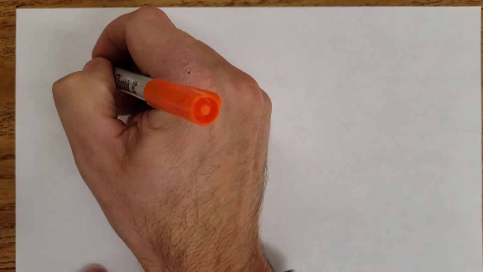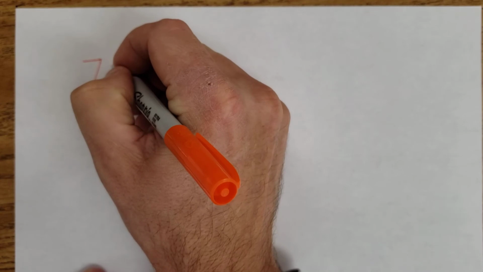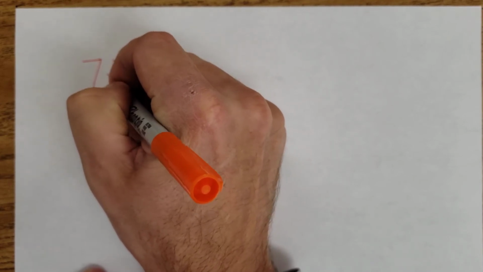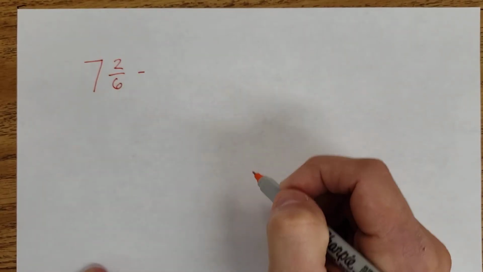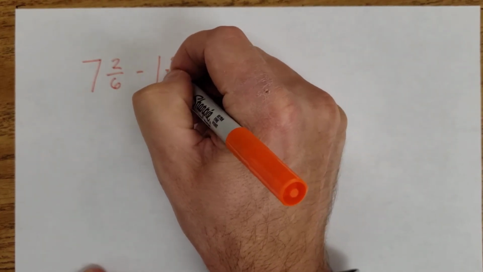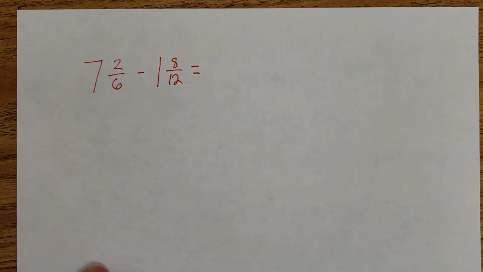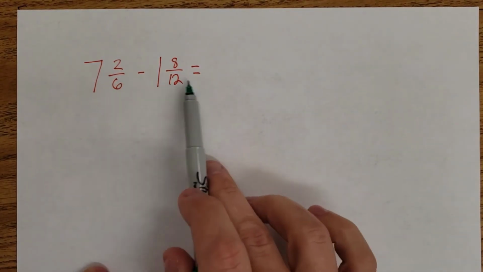Still working on the same skill. We're going to be looking at mixed numbers and having to regroup. So let's get our problem. Problem is going to be 7 and 2/6 minus 1 and 8/12. Okay, same problem again. Denominators are not the same.